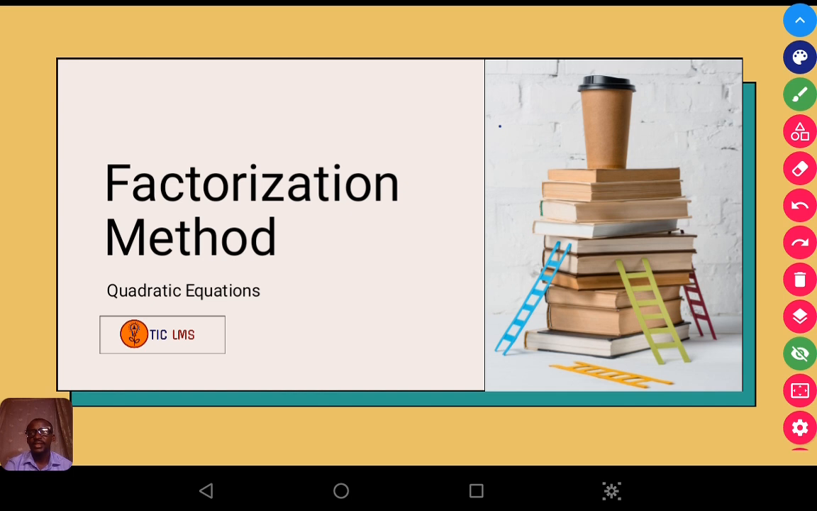Now, we'll be looking at several topics, and today's topic is quadratic equations. These are equations that can be solved using several methods. One of the methods here is the factorization method. We have others like completing the square, graphical method, and so on. So we'll look at those other methods in other videos. But in this video, we'll be looking at several examples using the factorization method.